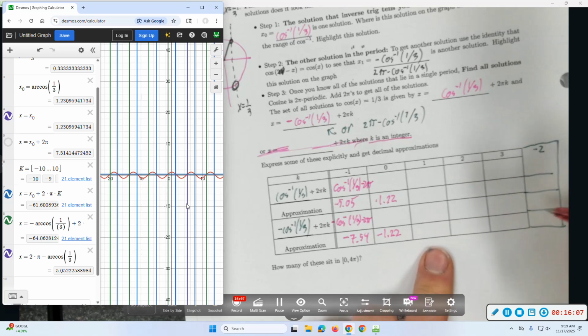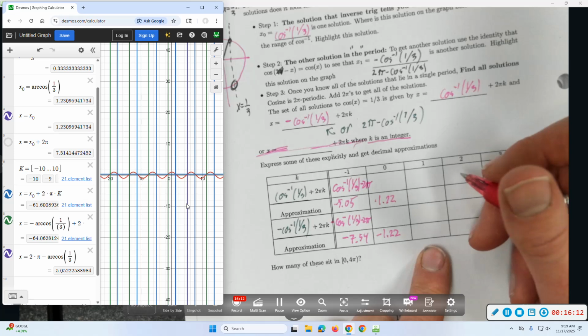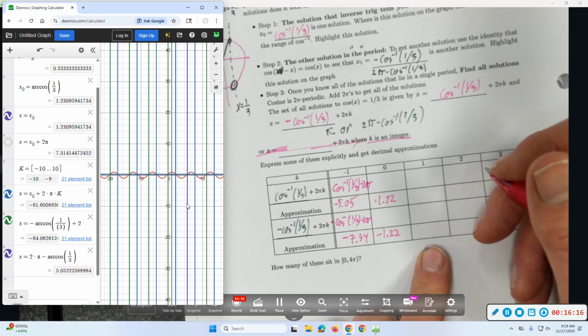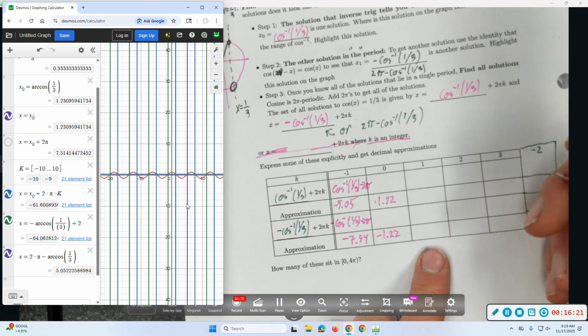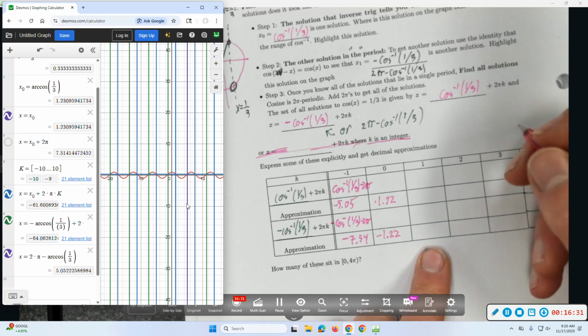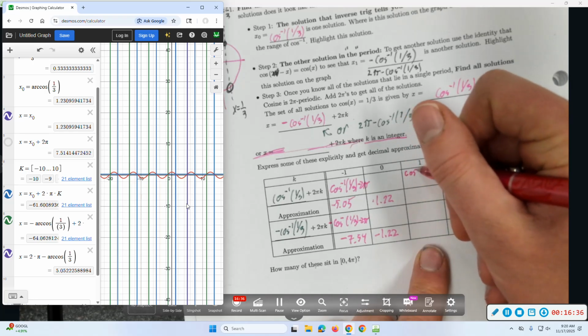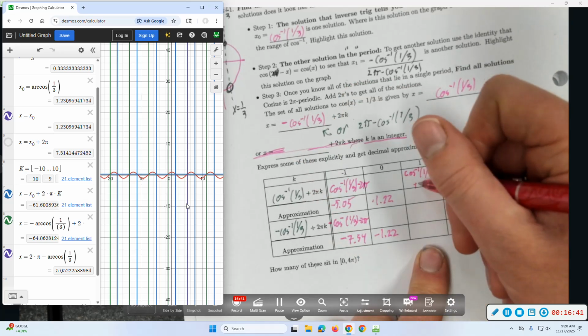Neat. For k equals 1, tell me the two numbers. It'll just be an extra plus 2 pi, right? So what do you get out of that? I'm going to need cosine inverse of 1 over 3 plus 2 pi times 1, so plus 2 pi.